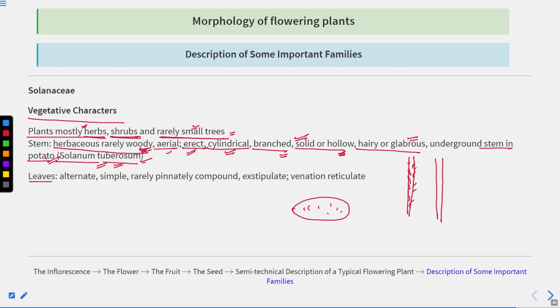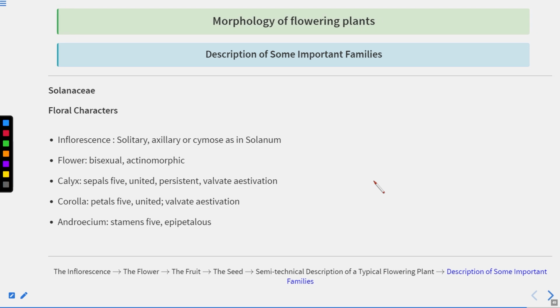If you talk about the leaves, then they are alternate, simple, rarely pinnately compound. Sometimes in some plants you see they are pinnately compound. Exstipulate, no stipule is there. And venation is reticulate, as in dicotyledons. So this is about the stem and leaves of it.